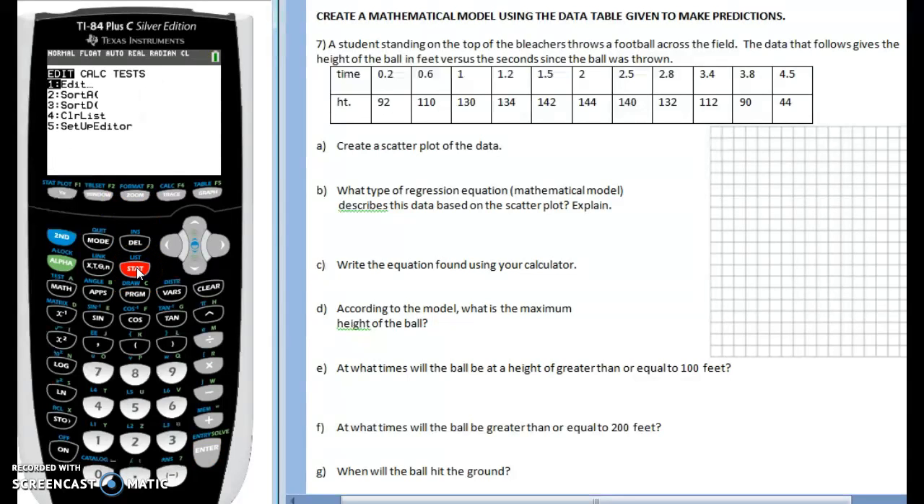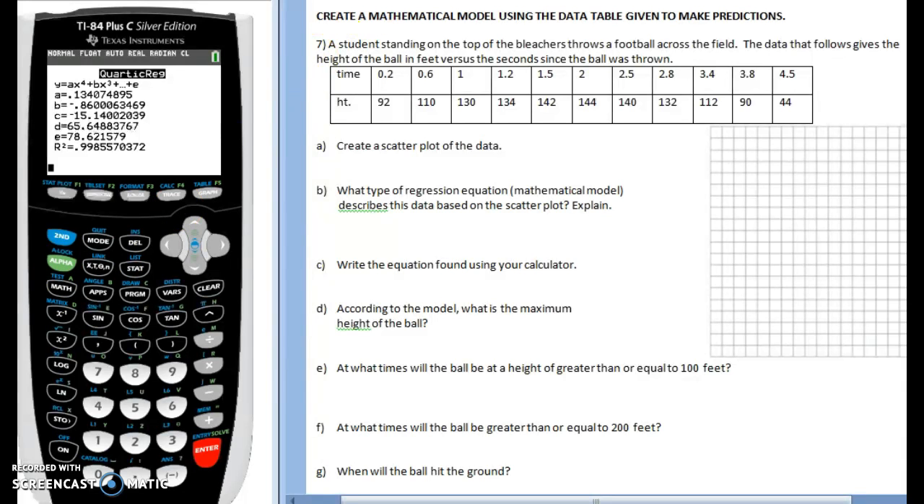And then we're going to try one more time the quartic. So we're going to go down to 7. And when we get to 7, we push enter again. If you have an 83, just push enter. 84s, go down to calculate, push enter. And we see that this one has an r squared value of 0.9985. So our quartic is the type of regression that fits the best.